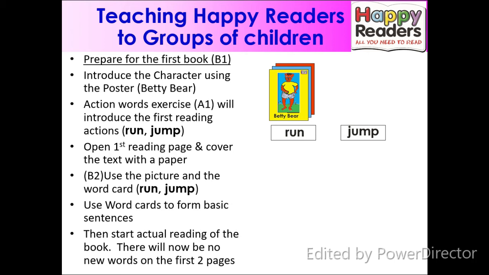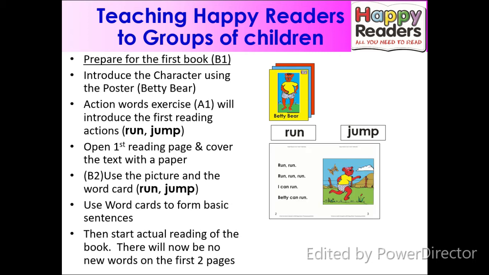So what we then do, when we've done those activities, we've introduced the characters, we know the first new words, we then open to the first reading page of the book that we see here, and it's got the picture and the words. And what we do then is we cover the text with just a blank piece of paper, so all we see is the picture, and we say, who is this? And we know from the character poster it's Betty Bear, and we say, what is she doing? She is running. And if necessary, we explain what she's doing in the local language, and we use again the word card for run that, remember, the children will be familiar with from having done the action words exercise.